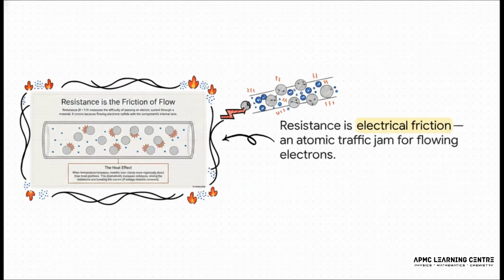But no journey is ever perfectly smooth, right? There are always obstacles. And in a circuit, the biggest obstacle is something called resistance. Honestly, the best way to think about it is like electrical friction. As these tiny electrons try to flow through a wire, they're constantly bumping into and colliding with the much bigger ions that make up the material. It creates this atomic-level traffic jam, and that's what slows down the flow and, by the way, generates heat.